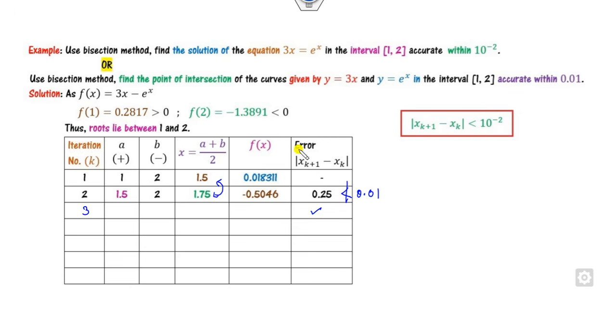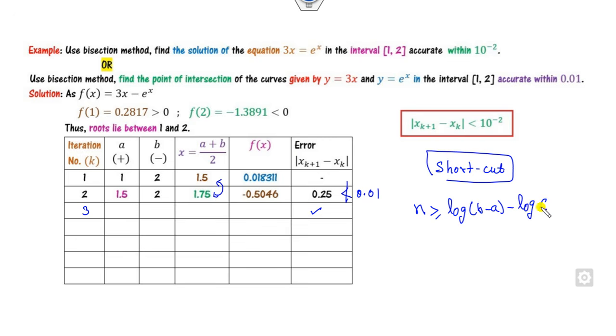We can find it here. Otherwise, the simplest shortcut trick is to find how many steps you need. Otherwise, you can find this by using log of b minus a, log of epsilon, divided by log of 2 to the base 10. You can find this is my a, this is my b, epsilon is here. Otherwise, there is no need to find it. I will tell you the very simplest shortcut trick. Because this is the bisection method, it will work by dividing by 2. So you can divide by 2.